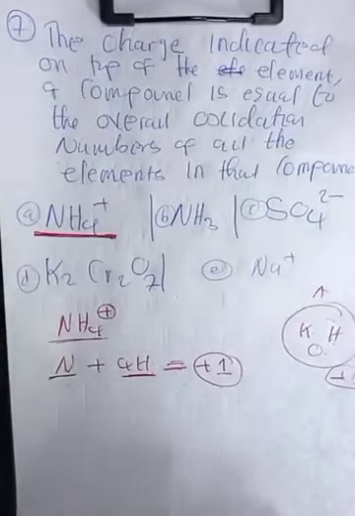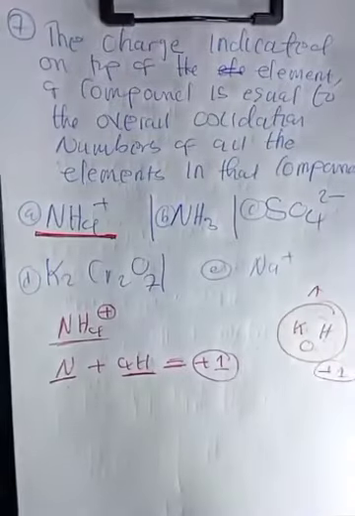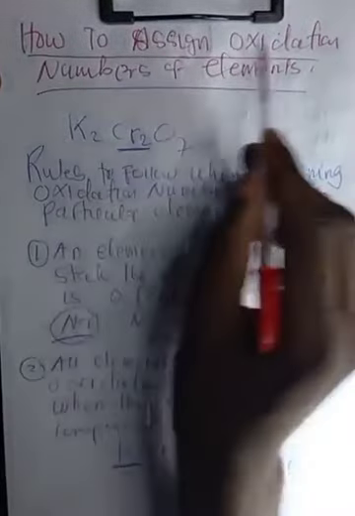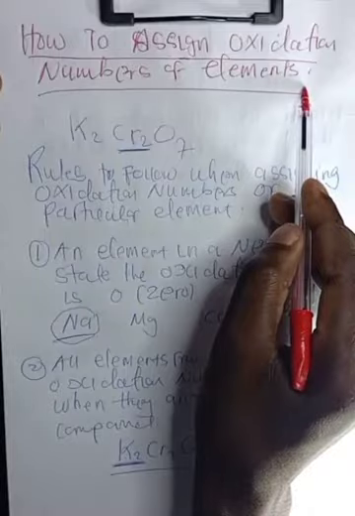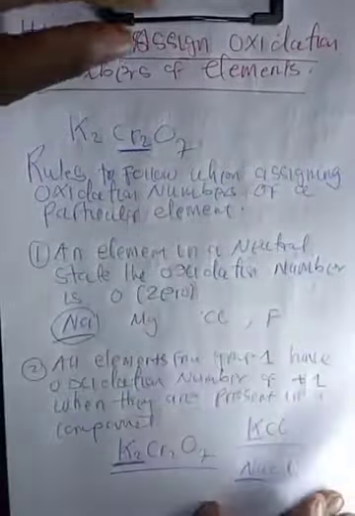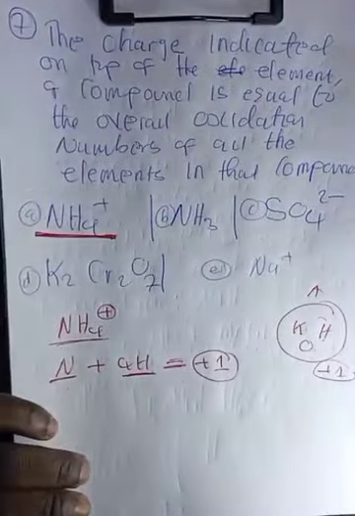So now let's do some examples. Remember, our main thing was how to assign oxidation numbers of elements in a compound. Then we proceeded to focus on the rules that we follow. Now I have shown you the rules, so let's do a quick example so that we can proceed to something different. This is an exam question I'm giving you here.